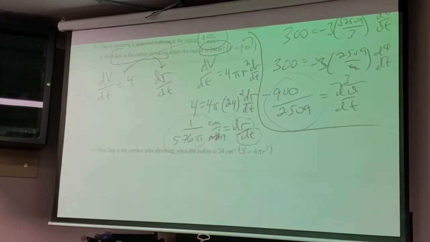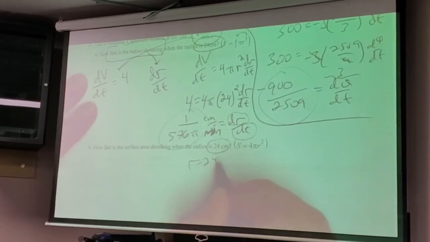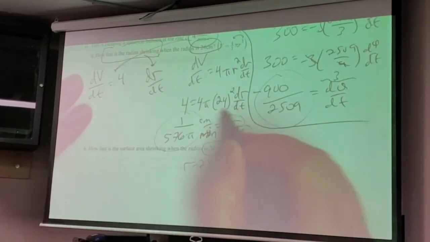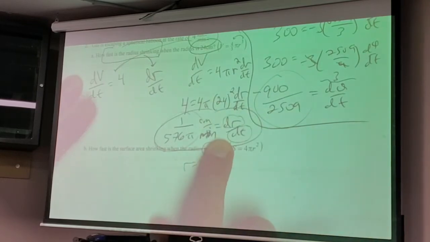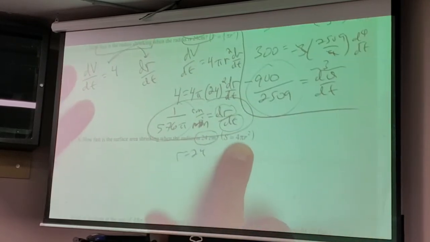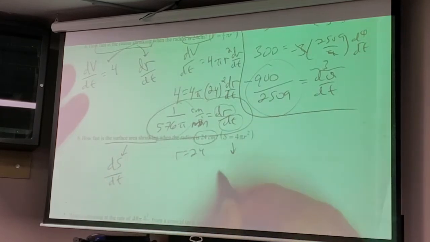Hell no, right? So what's the first step here? I know the r is 24. I also know this. What is it they're asking me for? Let me ask you that. What would this look like in symbols? dS/dt. So of course that tells me I've got to get it.